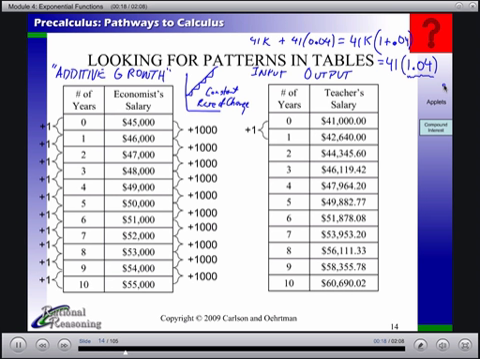Because you're multiplying the 41,000 by 104%. Okay. So it's 100% of the original plus an additional 4%. Right. So the 1 represents the 41,000 from the previous year, and the 0.04, there's your 4% increase.